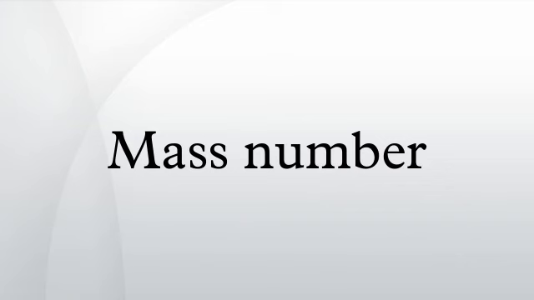This is not the same as the atomic number, which denotes the number of protons in a nucleus, and thus uniquely identifies an element. Hence, the difference between the mass number and the atomic number gives the number of neutrons in a given nucleus: N equals A minus Z.